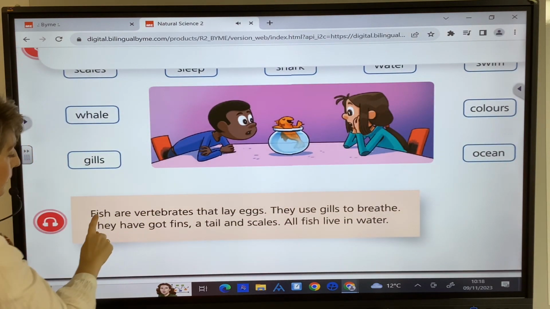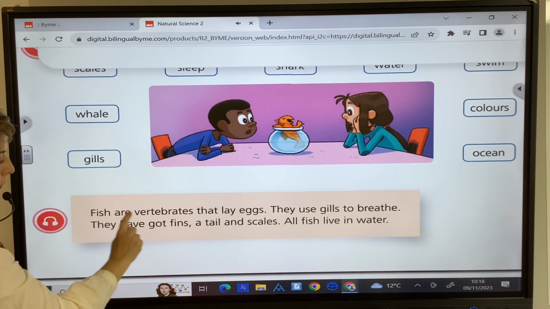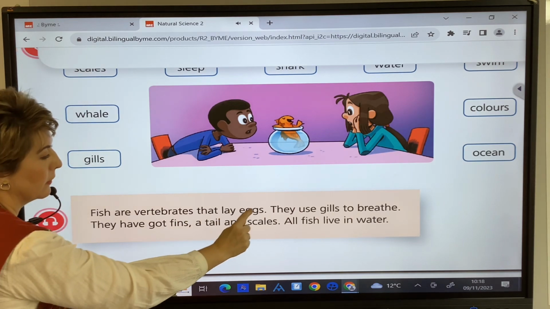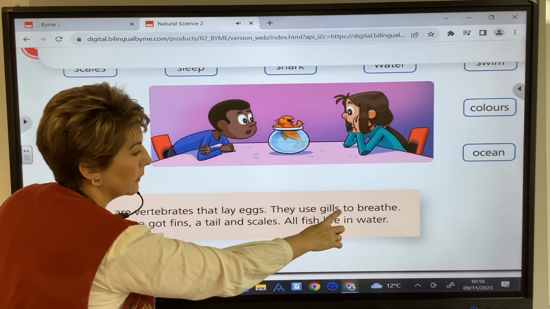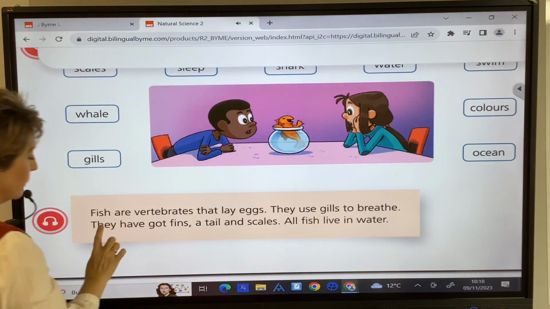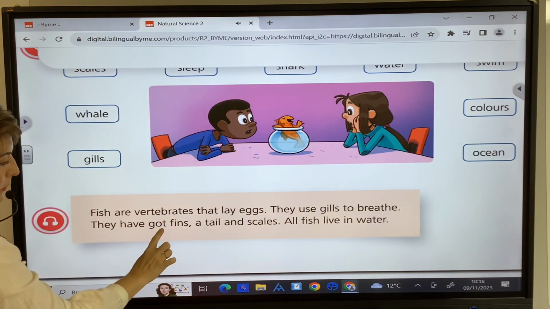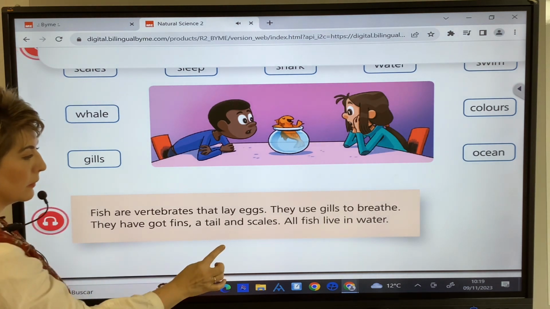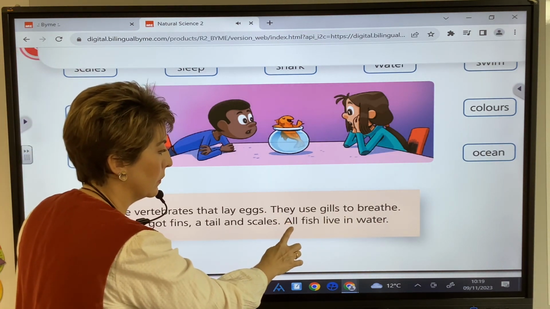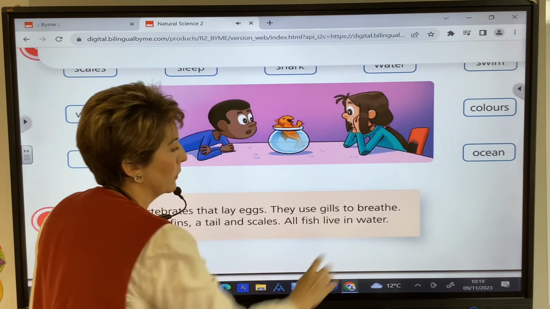Fish. Fish are vertebrates that lay eggs. They use gills to breathe. They have got fins, a tail, and scales. All fish live in water.